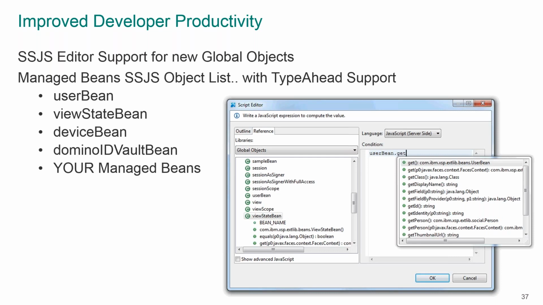If you want to set programmatically the name and password of the existing user, you can do so. Similarly, the device bean is there. It can tell you about the devices that you're currently operating from, the view state bean, the user bean, and so forth.